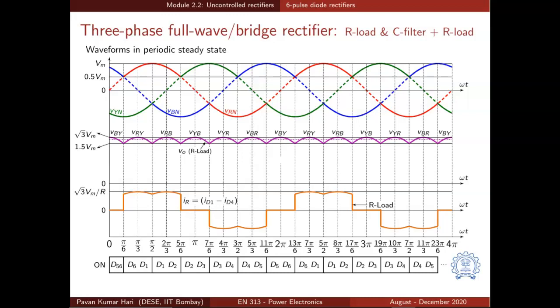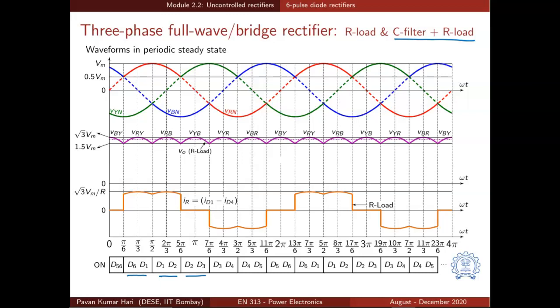What happens when you have a C filter with R load at the output of a three-phase diode bridge rectifier? We know that two diodes can conduct at any given point of time, one from the top group and one from the bottom group. And the two diodes that can conduct at any given point of time are also listed here. They go in a cyclic manner, D5, D6, D6, D1, D1, D2 and so on.